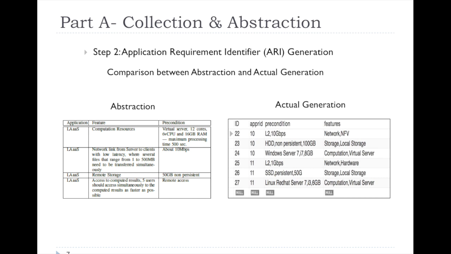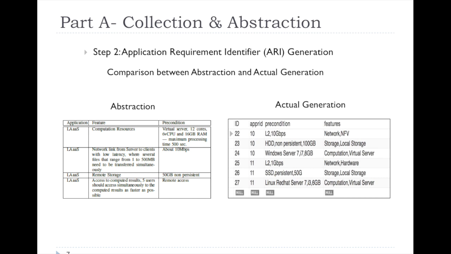So the abstraction from the paper was like, it has an application which is, say, an IaaS, and the feature is computation resources. So the precondition for this is virtual server, 12 cores, 64-bit CPU and 16 GB RAM, a maximum processing time of 500 seconds.